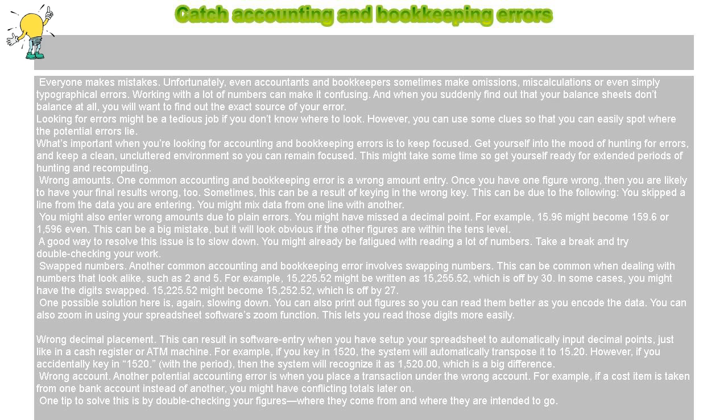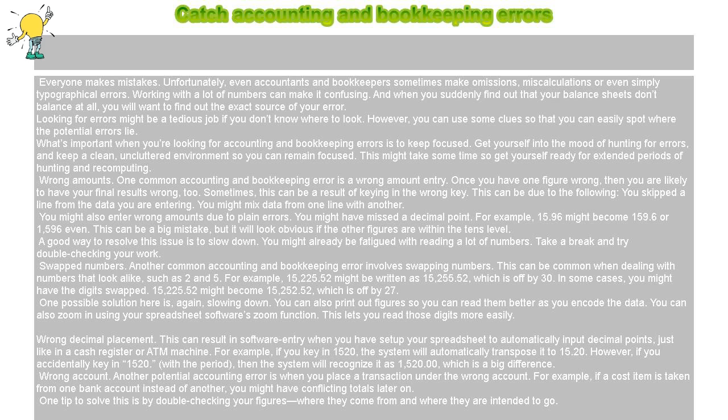And when you suddenly find out that your balance sheets don't balance at all, you will want to find out the exact source of your error. Looking for errors might be a tedious job if you don't know where to look. However, you can use some clues so that you can easily spot where the potential errors lie.